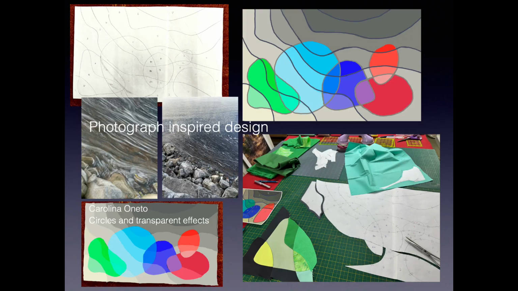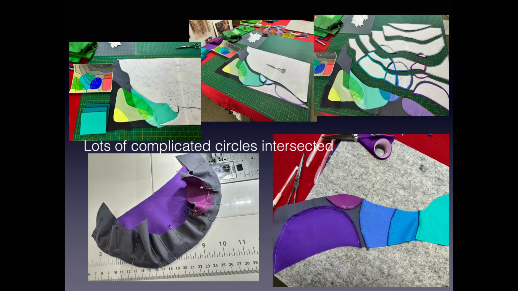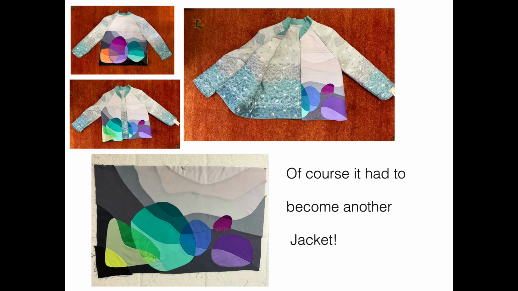Here I used the workshop that I attended about circles and transparency from Carolina Onto, and I used the photograph that I took of water to inspire my design specifically. And this is how I put the circles together to make, of course, another jacket.